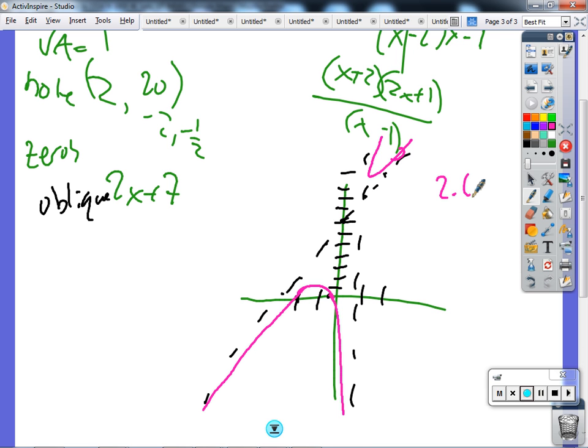Homework 2.6.2. Homework is 41 through 67 odd.